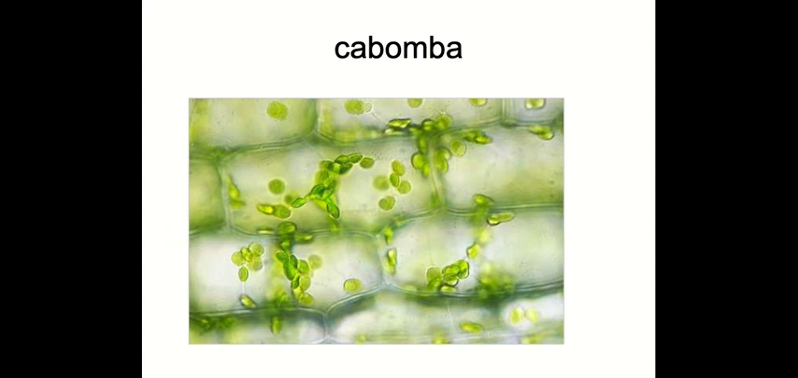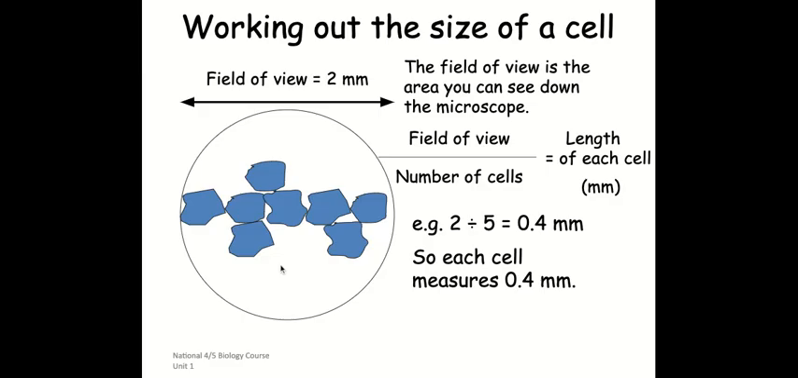Cabomba is a type of plant cell. So here you can see the cell membrane, cell wall, nucleus, and you can also see the chloroplasts that are green in colour as well.